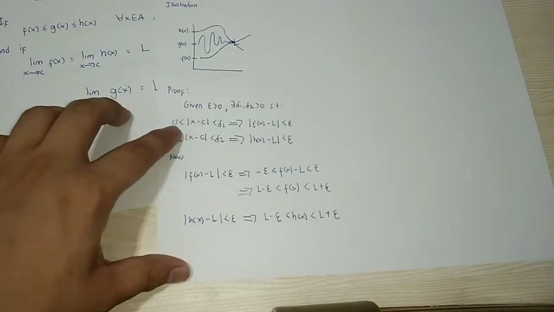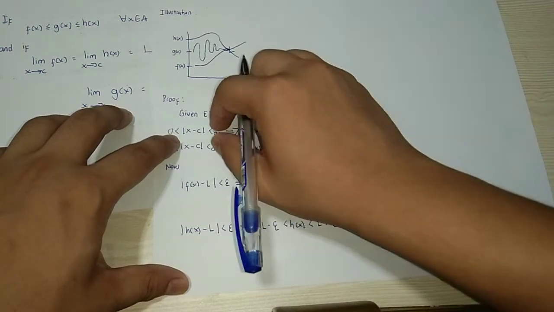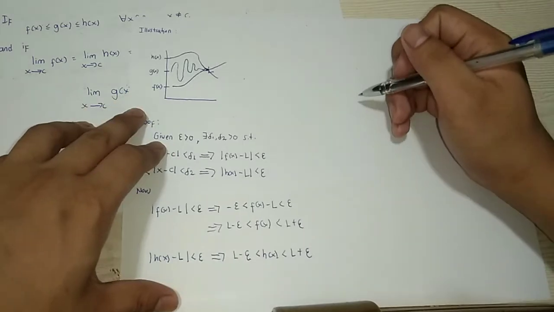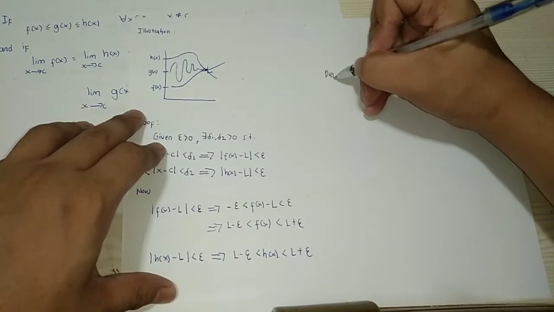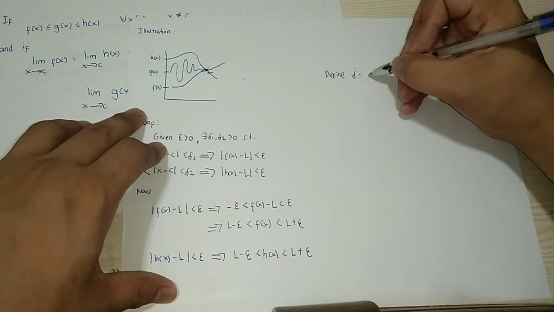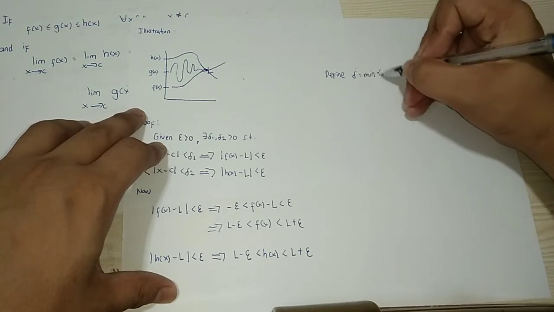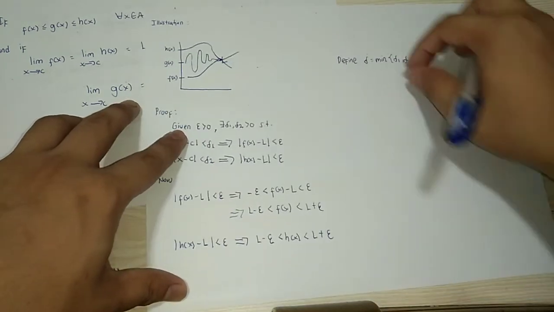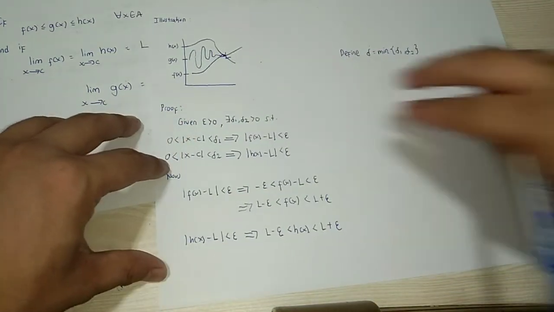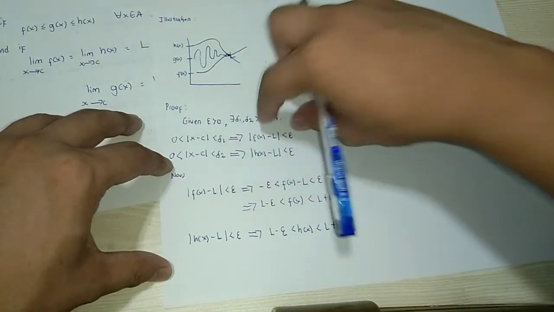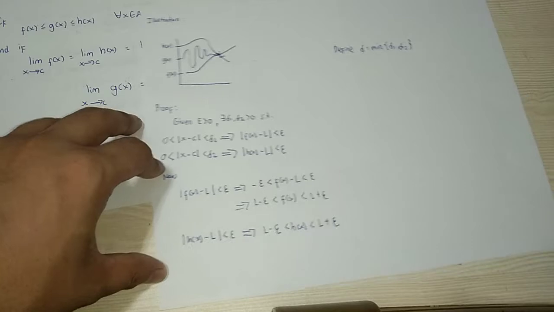Okay. So kunin natin yung minimum ng delta 1 at delta 2. So let's define delta to be the minimum ng delta 1, delta 2. So para kapag delta yung ginamit natin, swak pa rin siya sa definition, magagamit natin yung parehong conclusion.